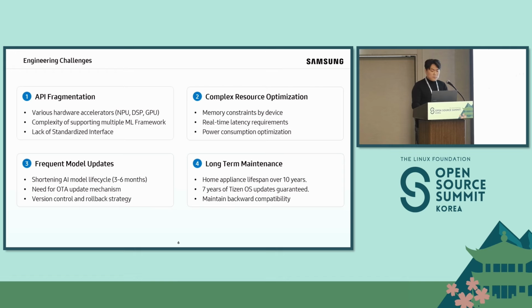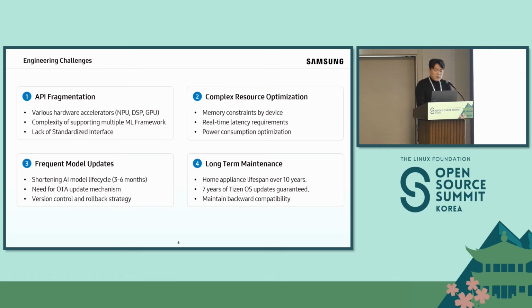Second, complexity of resource optimization. Measuring memory usage, ensuring real-time latency, and optimizing power consumption. Each vendor provided benchmarks, but in reality, when the model was running on board, the results often differed, making it difficult to verify. Third, frequent model updates due to AI advancement. AI is advancing rapidly, and as a result, the model life cycle is short. Therefore, we had to update models frequently. Additionally, rolling back and deploying when issues arose was also challenging.